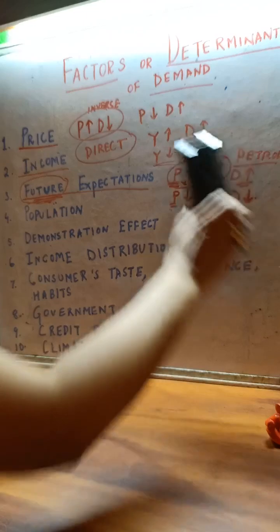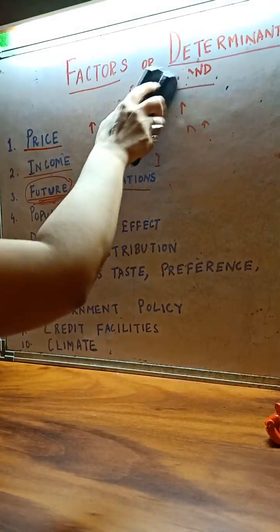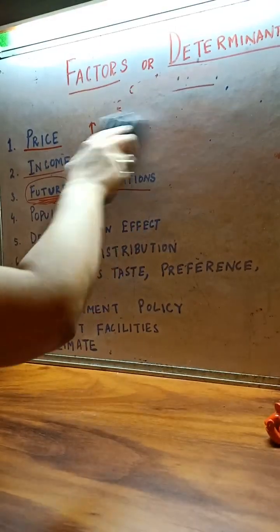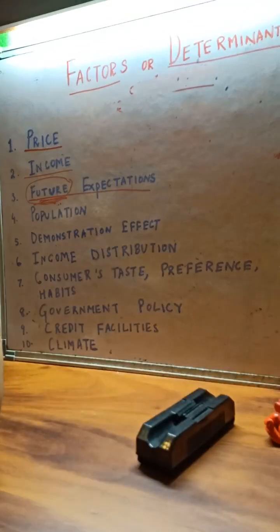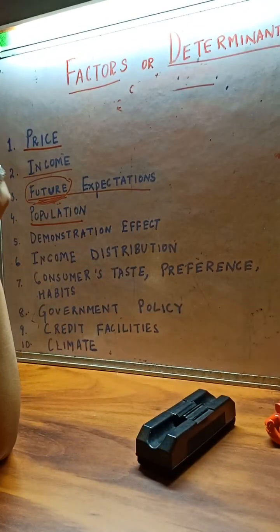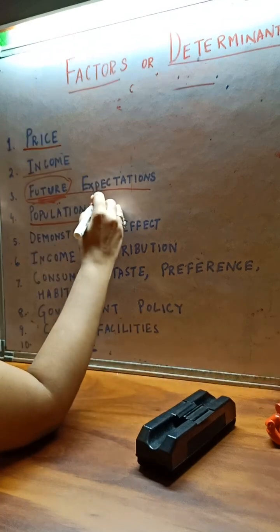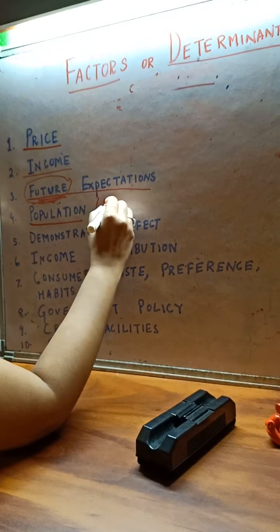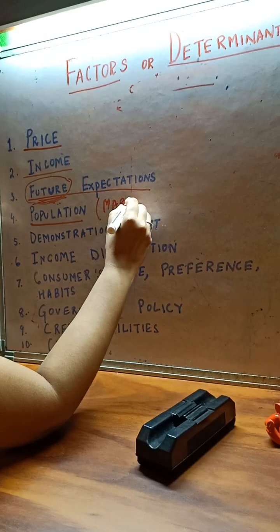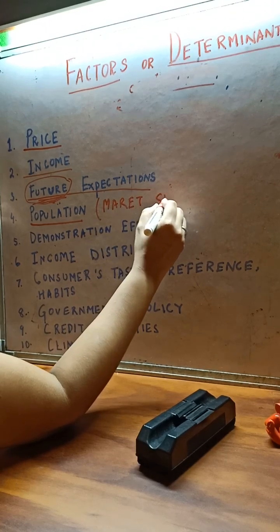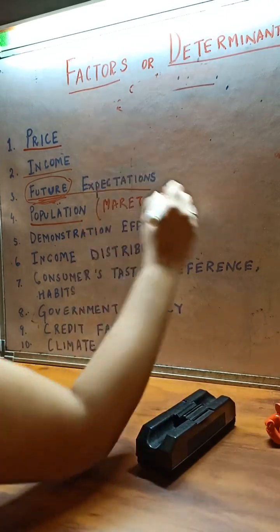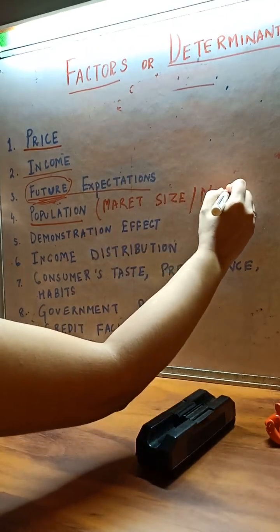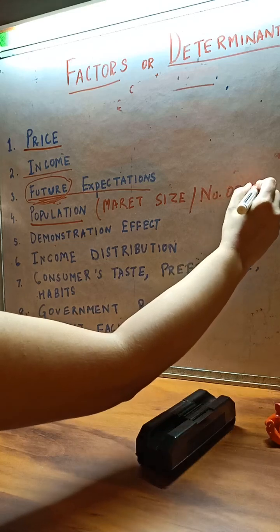Then we have got another very vital point which says population. Now what is referred to as population? Here population means market size, or we can say it to be number of buyers in the market.